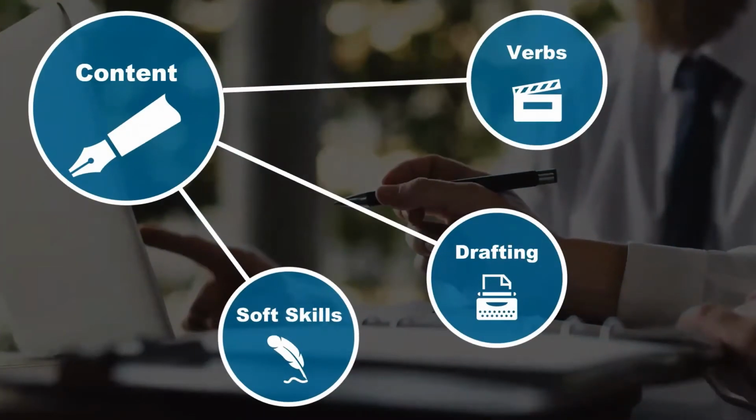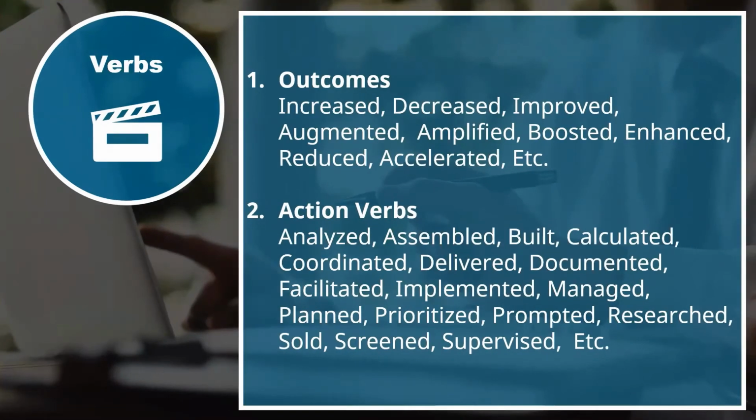So now we're going to talk about content. And we're going to start off by talking about action verbs. Then we'll talk a little bit about drafting, and then finally integrating soft skills. So there's 2 main types of verbs. There's outcome verbs and action verbs. Outcome verbs is the effect of your work. It's not necessarily what you did, but what was accomplished. So these are things that were increased, decreased, improved, augmented, amplified, enhanced, so forth.